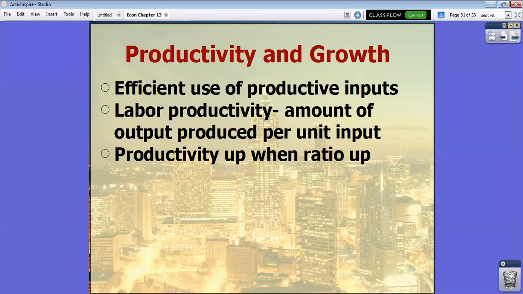Today you're going to work on an activity where you can see the application of these ideas in the global economy. So if you have any questions on this, please reach out to me.